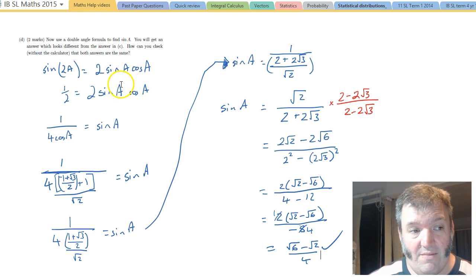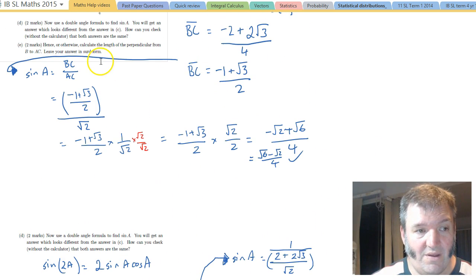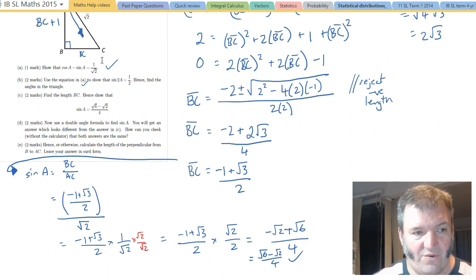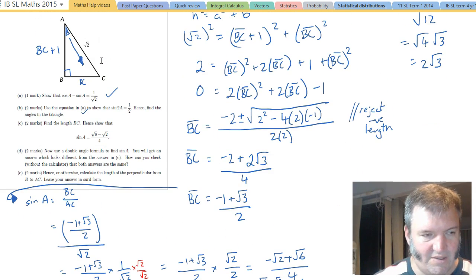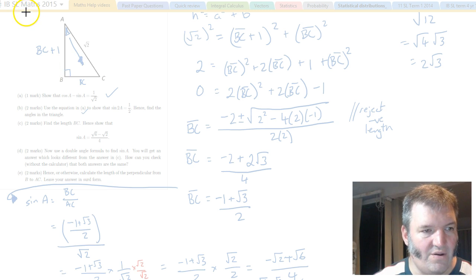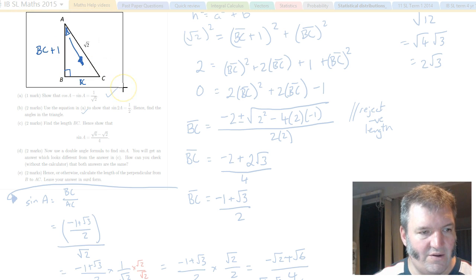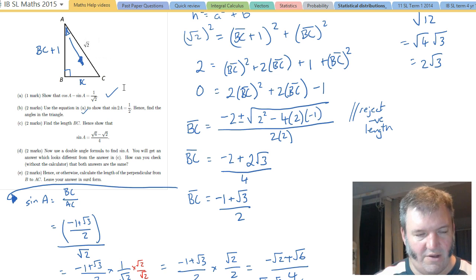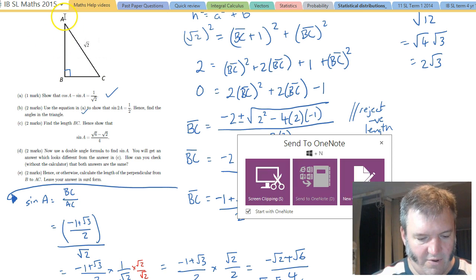All right, part E to go. Hence or otherwise calculate the length of the perpendicular from B to AC. Leave your answer in surd form. Wow, let's get a copy of this diagram here. Actually, it's going to be really annoying if I do it that way because it's still going to have the writing all over it, so I'm going to rub that out. And then we'll get a copy of it.